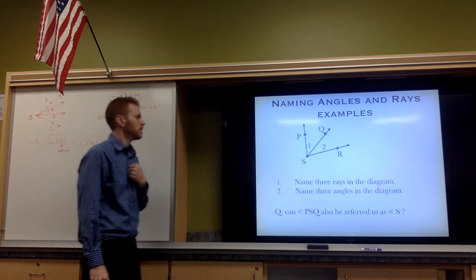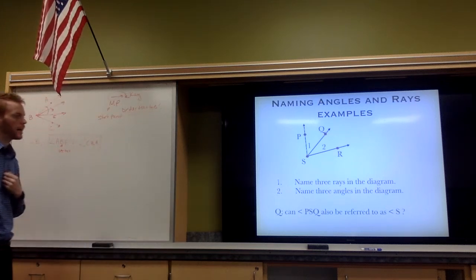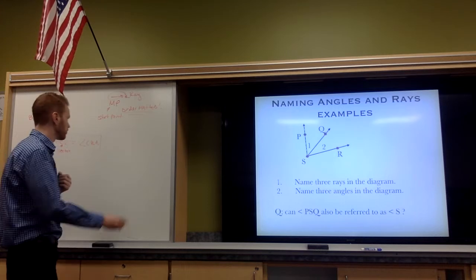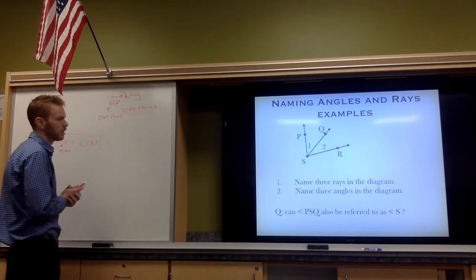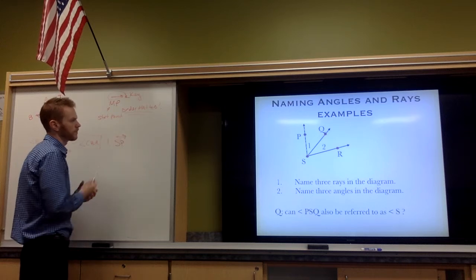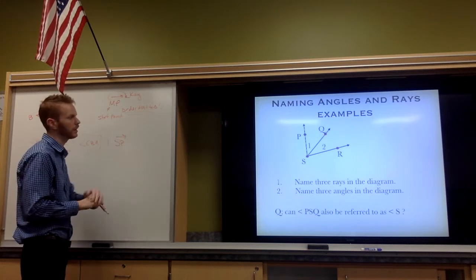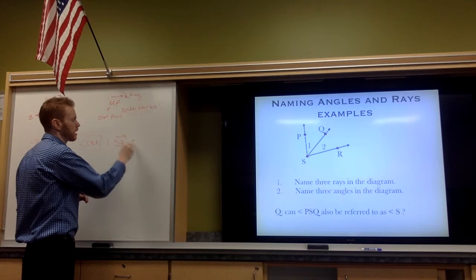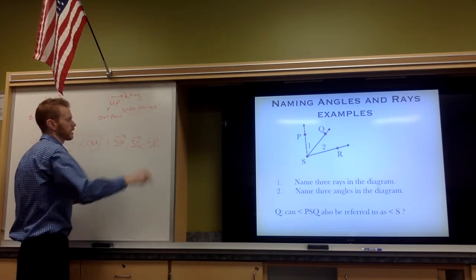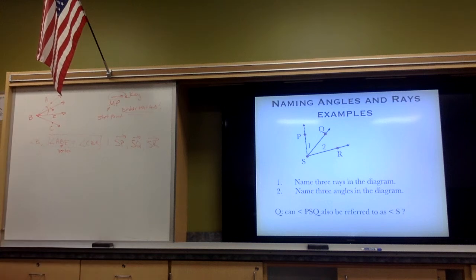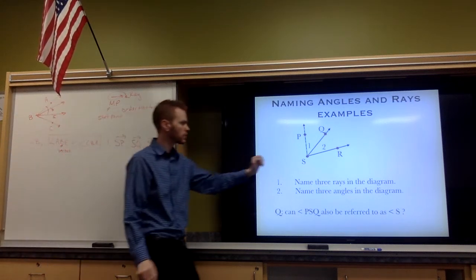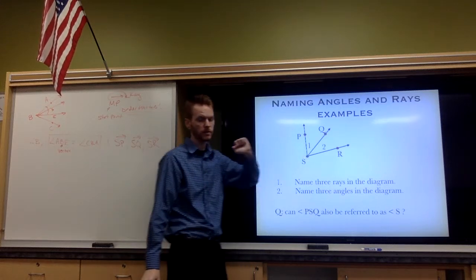Example. Name 3 rays in the diagram and 3 angles in the diagram. Okay, so I'm going to write this here. Name 3 rays. Well, we can have ray SP, right? That's half a line. We can name ray SQ and ray SR. Okay. Notice S has to be first because that's the starting point for each one of those rays.